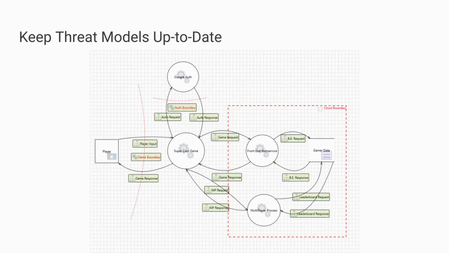So you always want to keep your threat models up to date. Here we've added multiplayer functionality and Google authentication to our very simple threat model. When you keep your threat modeling up to date, then you only have to threat model the difference when you add new functionality, because the existing functionality has already been reviewed and hasn't been changed.